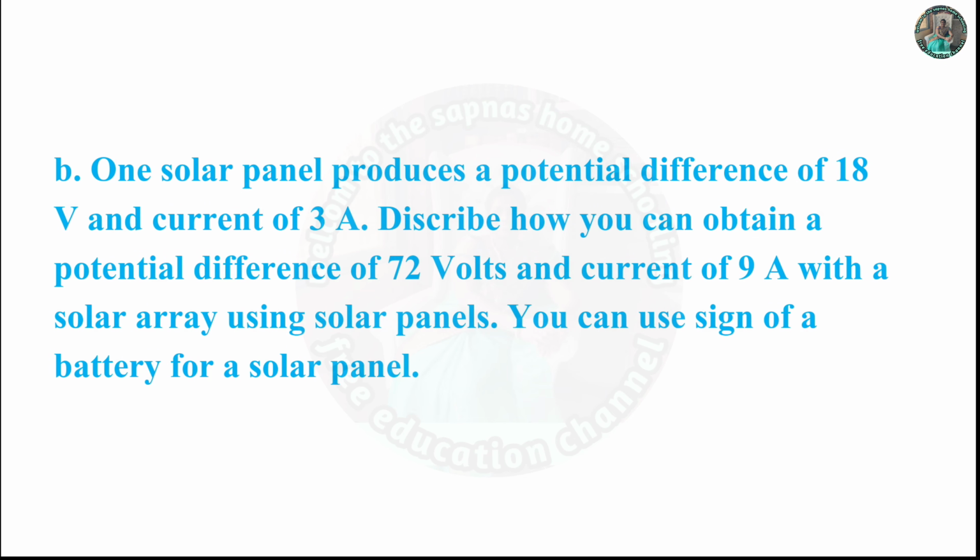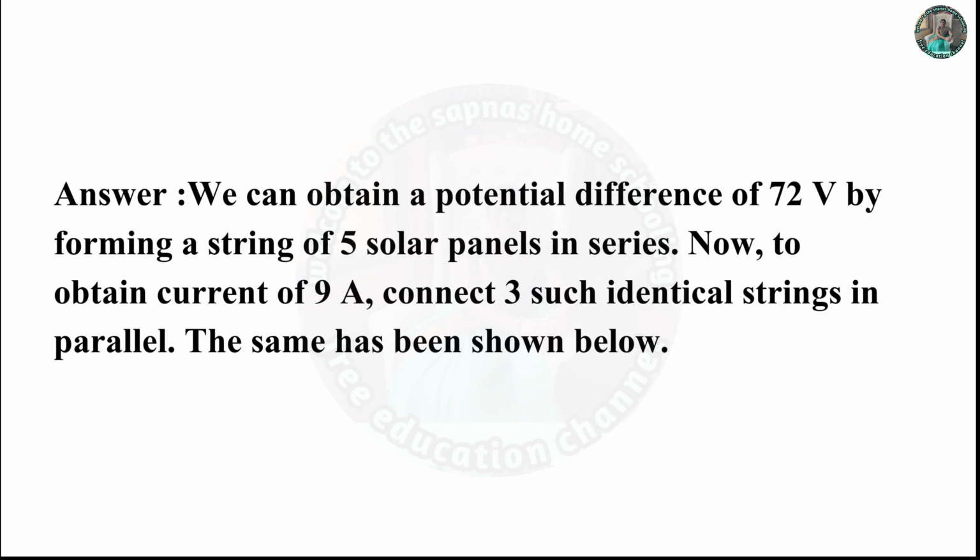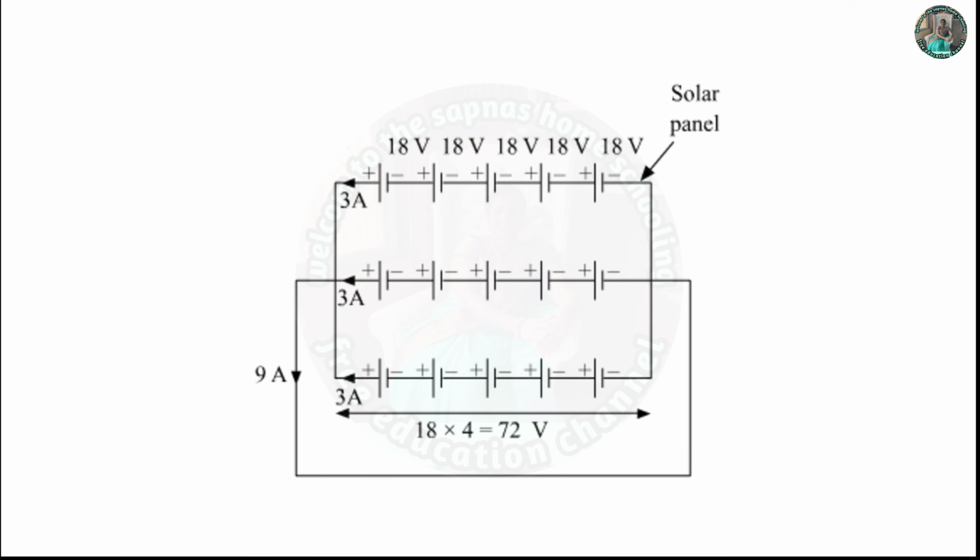B. One solar panel produces a potential difference of 18 V and a current of 3 A. Describe how you can obtain a potential difference of 72 volts and a current of 9 ampere with the solar array using solar panels. You can use the symbol of a battery for a solar panel. We can obtain a potential difference of 72 volts by forming a string of 4 solar panels in series. Now, to obtain a current of 9 ampere, connect 3 such identical strings in parallel. The same has been shown below. This is how our solar panels form a solar array.